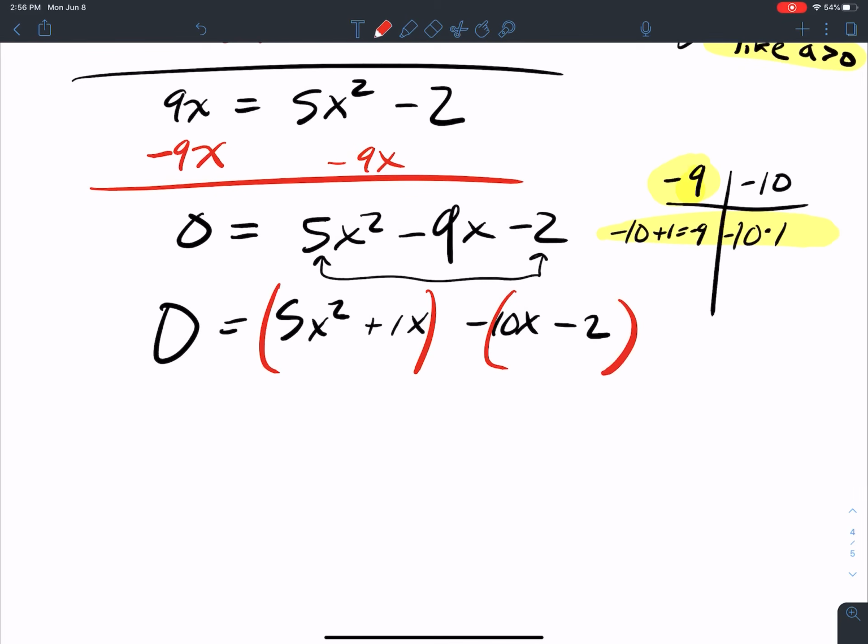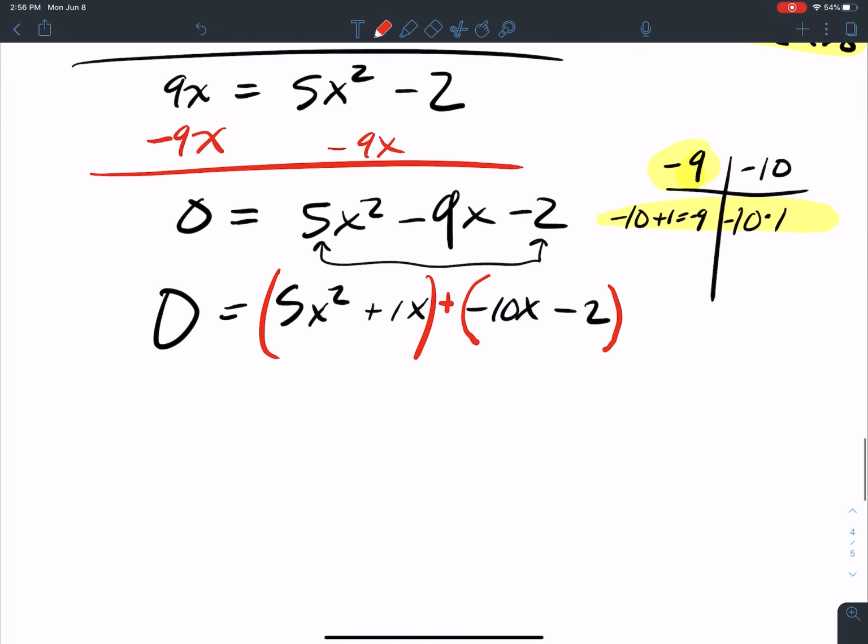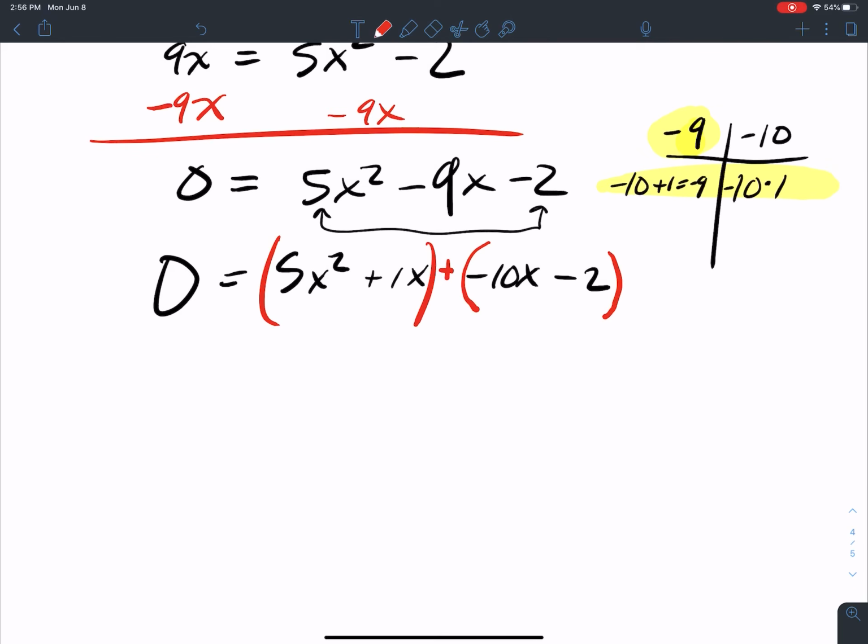Now, I wrote it in this order to help you out because remember, when I group it, what do I have to have in the middle? I have to have a plus. Right now there's a minus. So how do I fix that minus being in the middle? I'm going to put the minus inside the parentheses, and then I'm going to add my plus in the middle there. Okay? And now I'm good to go.